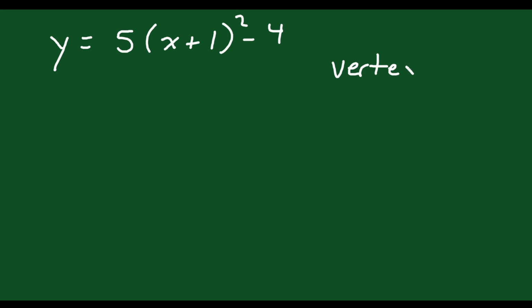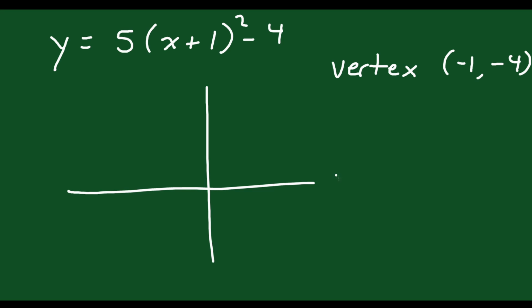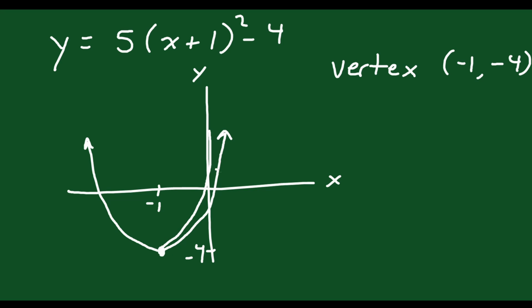Okay, let's do one more. Let's say I have y equals 5 times (x plus 1) squared minus 4. So where's your vertex? Your vertex is at the point -1, -4. Say that's where it is. It opens up because the 5 on the front is positive, so it's going to go like this. I don't know if it crosses here or more on this side. Not really sure, but we can figure that out.